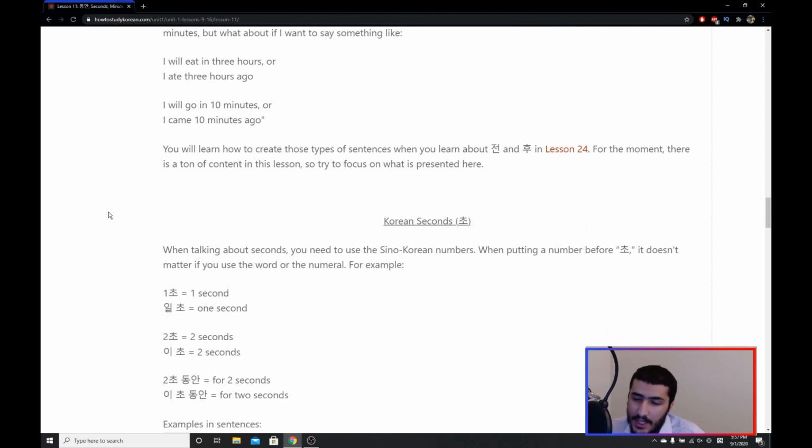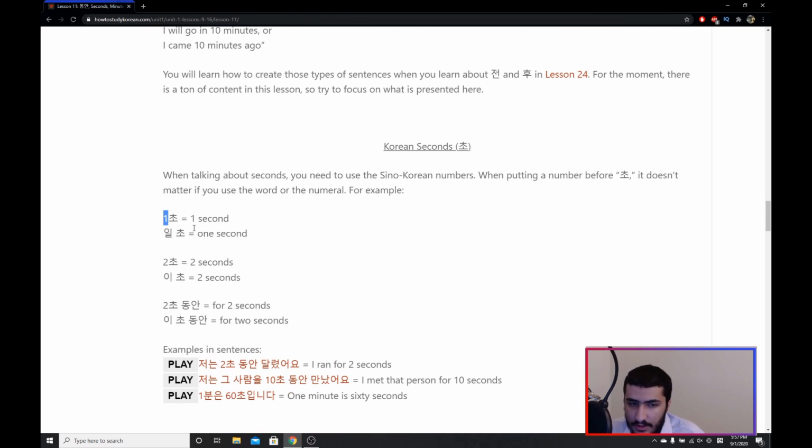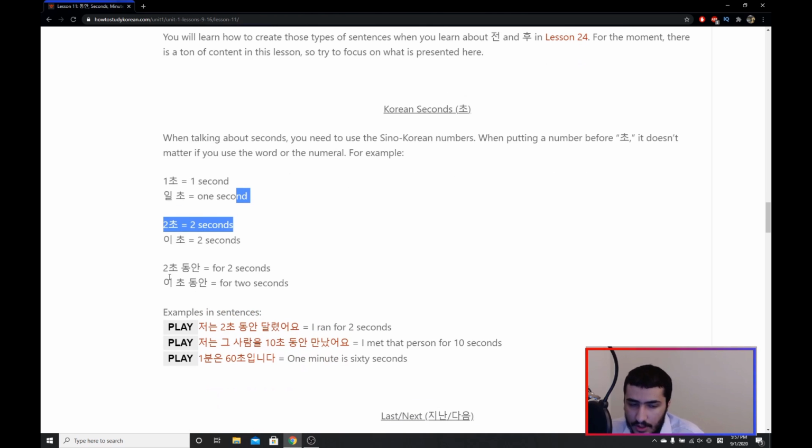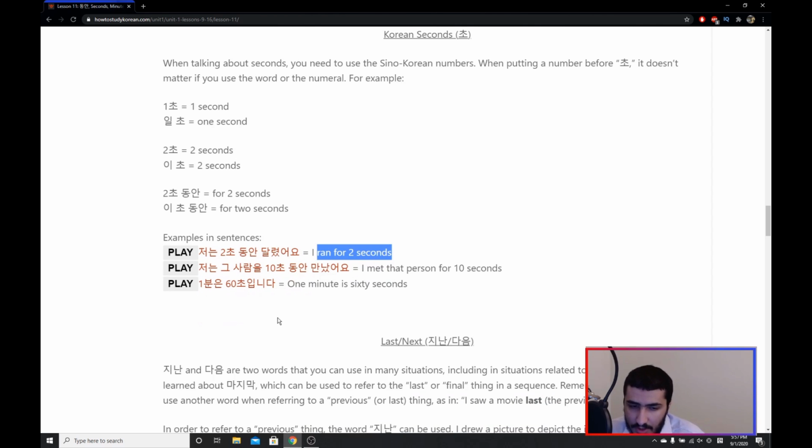초, seconds. It's exactly the same. You're going to use the Sino-Korean numbers. So 1초, 2초, 2초 동안. I don't know when you would want to say for 2 seconds. I don't know why you would want to say I ran for 2 seconds. 저는 2초 동안 달렸어요. Oh, you could say this.